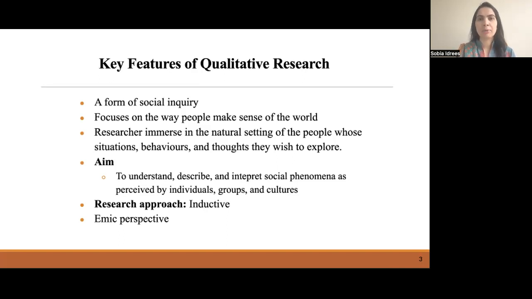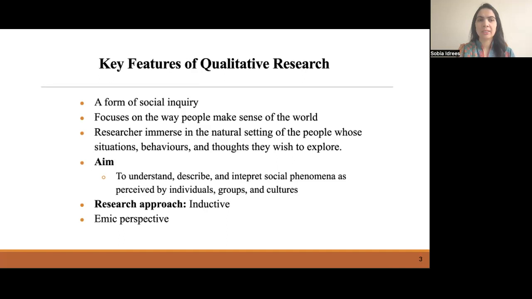Another key feature of qualitative research is that it has an inductive approach. Inductive means researchers move from the specific to the general, so from the data to theory or an analytical description. They don't impose any ideas or assumptions, but give detailed accounts of reality as seen or experienced by key informants or the study participants.